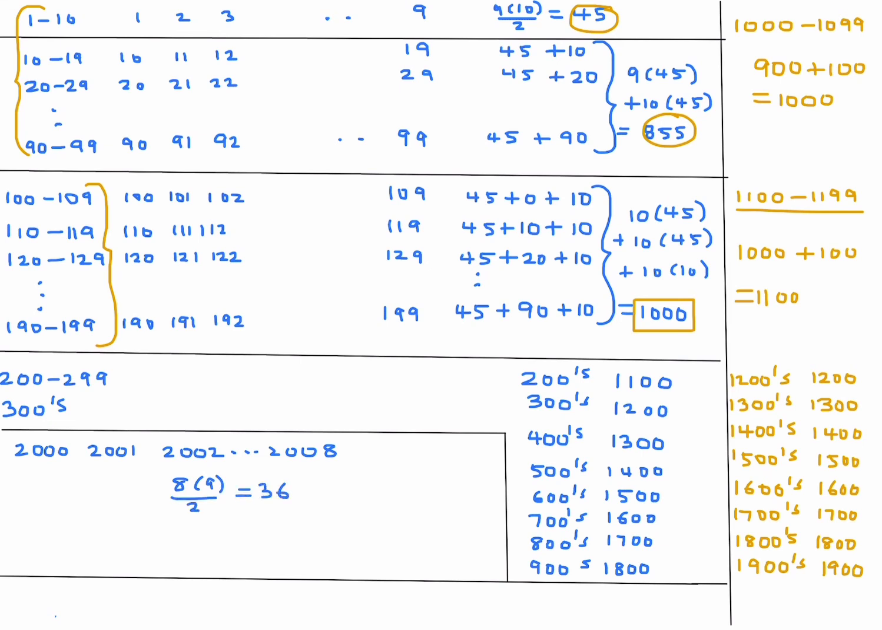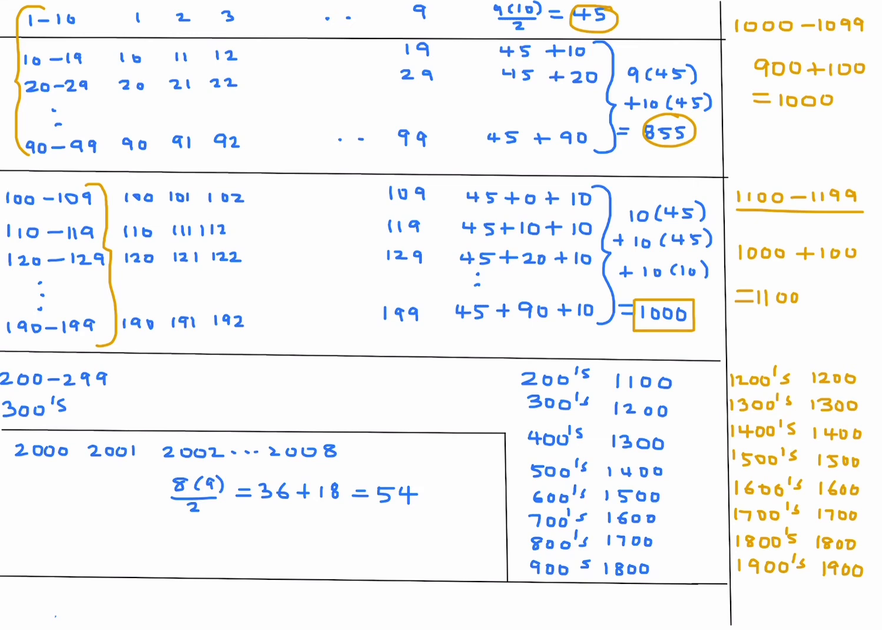And then I've got to add these 2's, and there's 9 of those. So 9 times 2, which is 18. And that gives me 54. There we go. I've got all my numbers here.